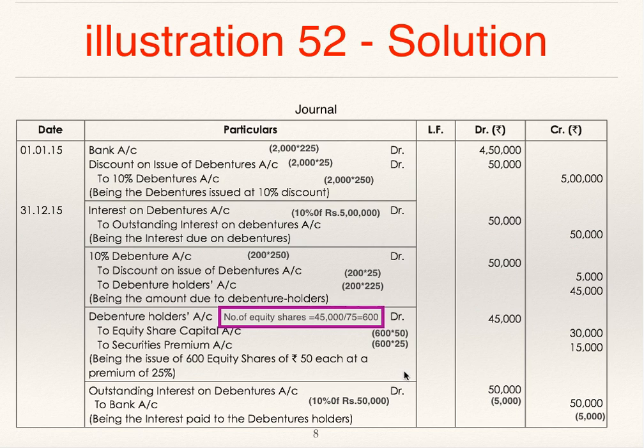Outstanding debenture interest account debit to bank, it is not 50,000, it is only 5,000. Why? Because interest was paid only to these 200 debenture holders whose debentures were converted into shares. So this entire 50,000 has not been paid. Only the interest on 200 debentures was paid. So this amount is not 50,000, but this amount is 5,000, 10% of 50,000. On this 50,000 interest was paid.